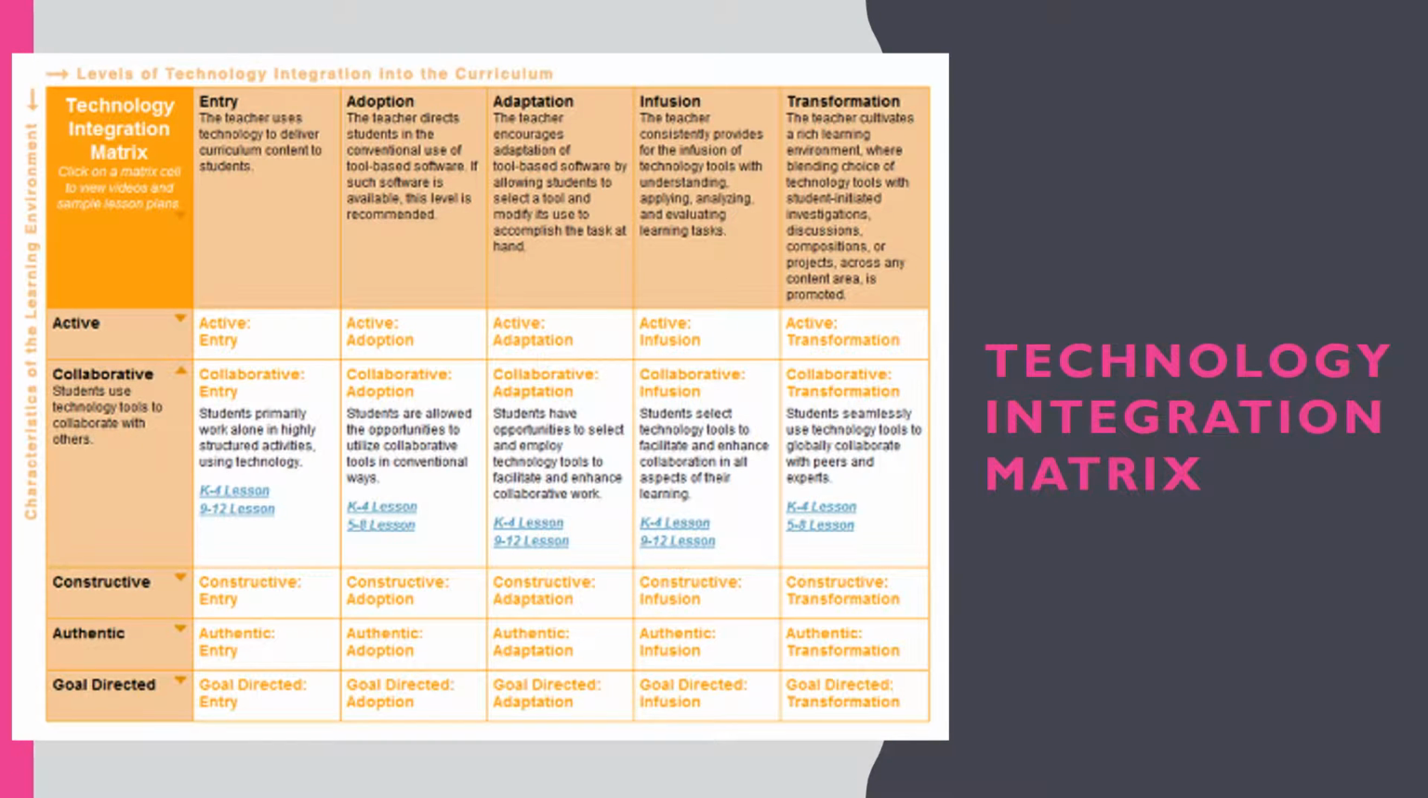Here we have the technology integration matrix. On the left-hand side, you see the characteristics of the learning environment, and on the top, you see levels of technology integration into the curriculum. And you see all of the entry, adoption, adaptation, infusion, and transformation. And then you see the characteristics of the learning environment on your left-hand side: active, collaborative, constructive, authentic, and goal directed.